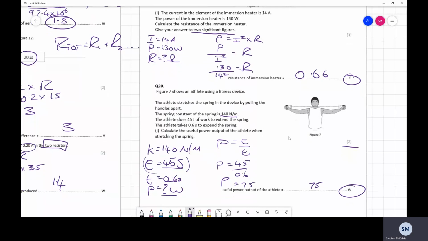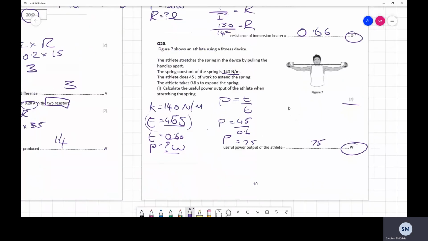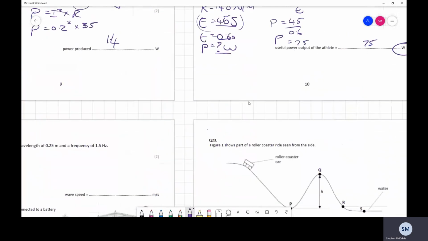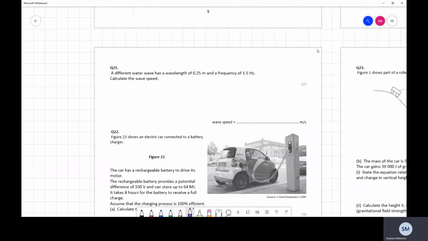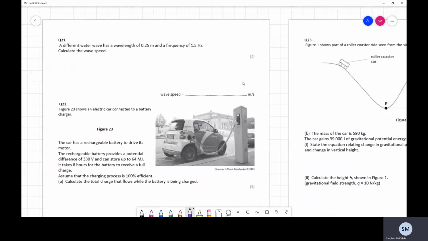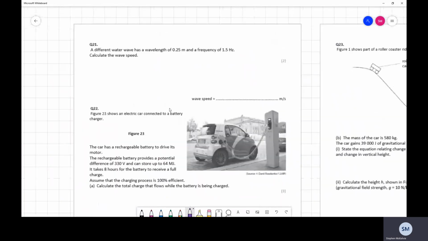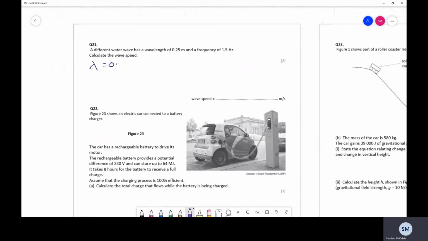And here we go, another one bites the dust, as they say. Next, question 21. Almost there, folks. A different water wave has a wavelength of 0.25 meters, so I should put that down as my wavelength equal 0.25 meters and a frequency of 1.5 hertz. Calculate the wave speed, the velocity in meters per second.